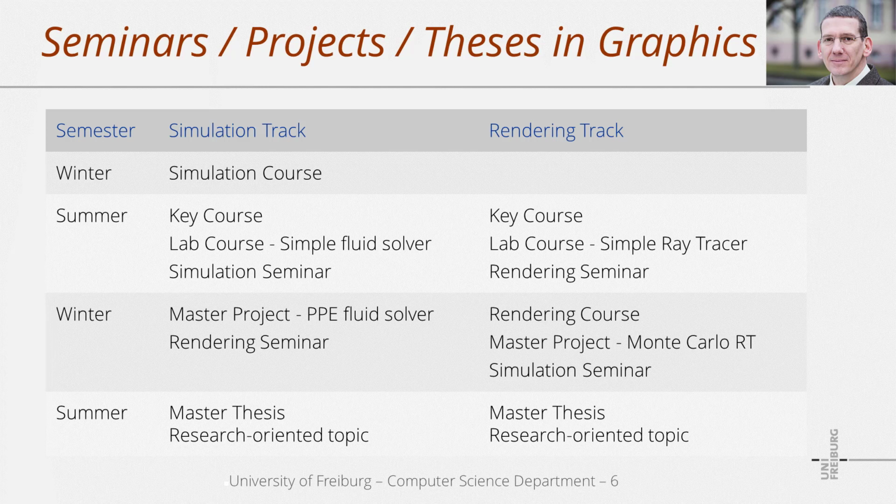I find it particularly important to thoroughly plan the projects and the thesis. On one hand, one could do the lab course, the master project, and the master thesis in different areas of computer science. The question, however, is whether this makes sense. I would actually argue that it's better to do the lab course, the master project, and the master thesis in the same area.